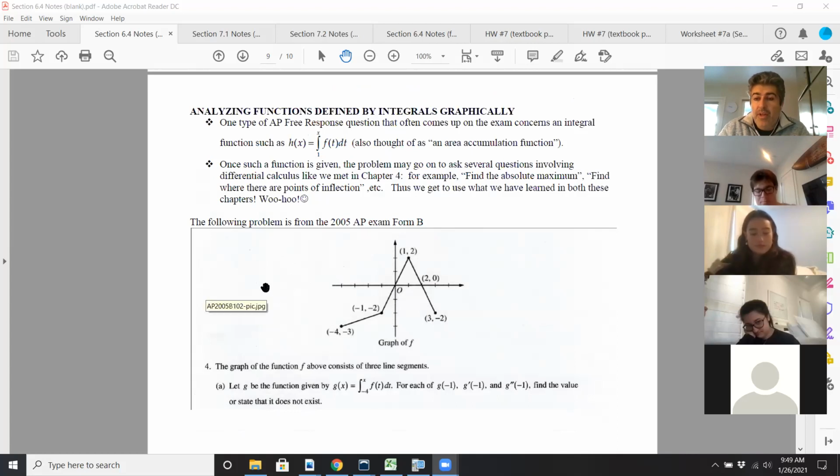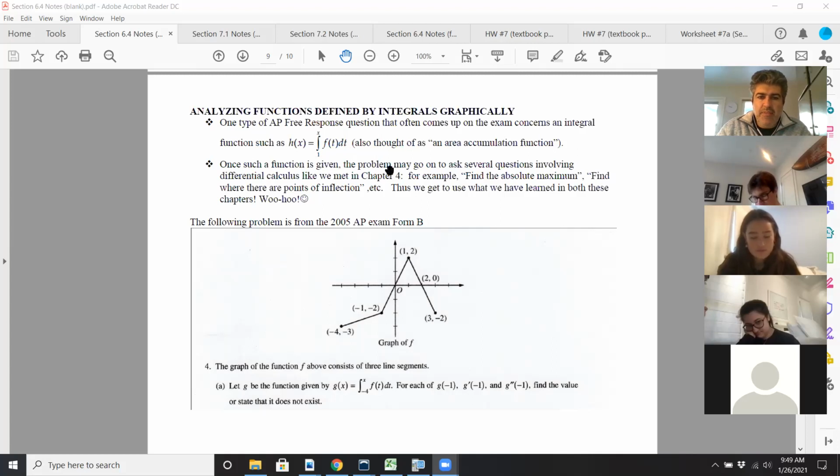In fact, if you go to the College Board and look at old AP exams, you'll see something like this pretty much every year. And it's always in free response. So let's say h of x equals this. Okay, so we'll be hypothetical. h of x equals the integral from 1 to x of f of t dt. Fine. You can see something like that.